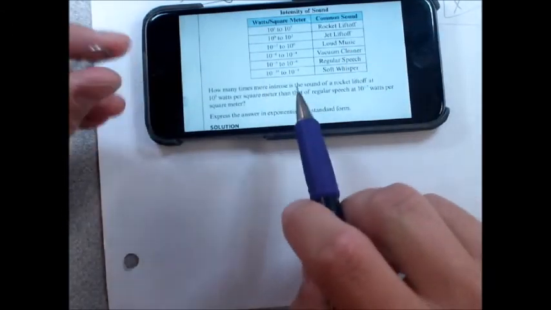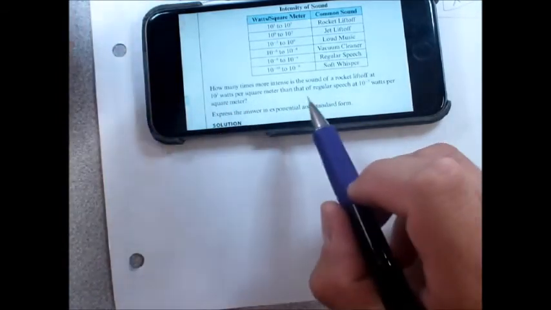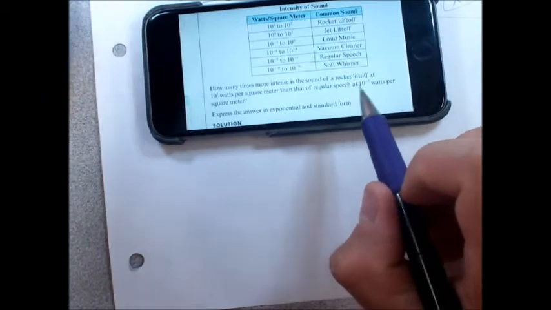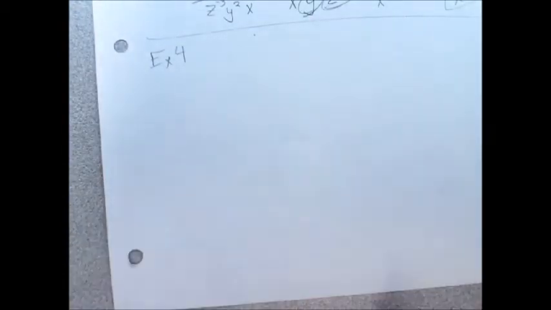So let's answer the question. It says, how many times more intense is the sound of a rocket liftoff, at 10 to the third, so we need to keep 10 to the third in mind, watts per square meter, than that of a regular speech at 10 to the negative 7th watts per square meter, and express this answer in exponential and standard form. Exponential is like scientific notation. It's in exponent form. And standard notation is with the number all written out.